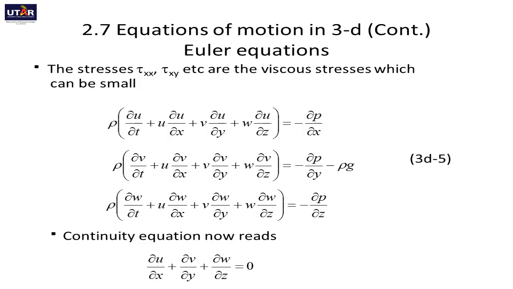In the special case of zero viscosity or small viscosity, all terms with tau in the equations of motion are zero. Such flow is called inviscid flow or ideal flow, and the equations reduce to what is called Euler's equations, 3D-5. These equations are used when viscous or turbulent effects are very small and are used in various applications of hydraulics.